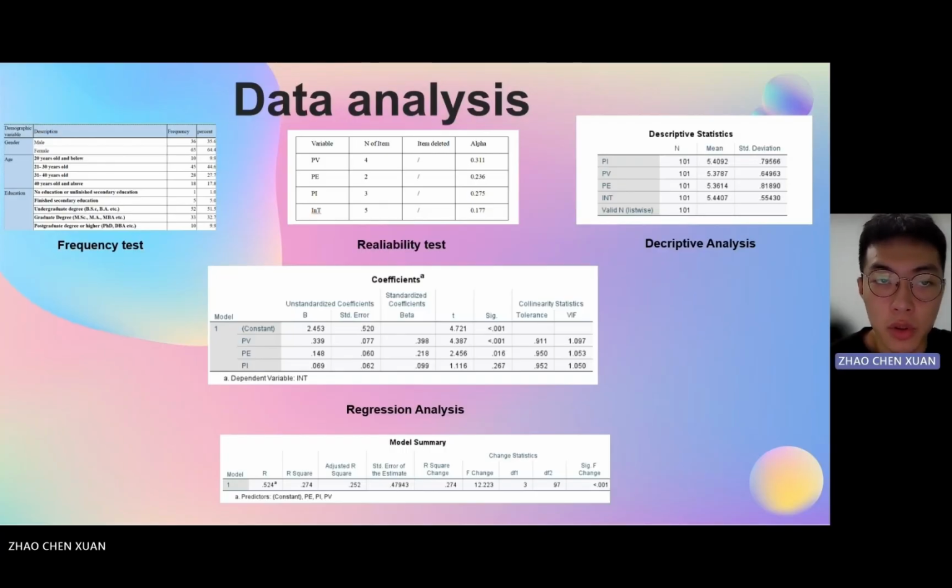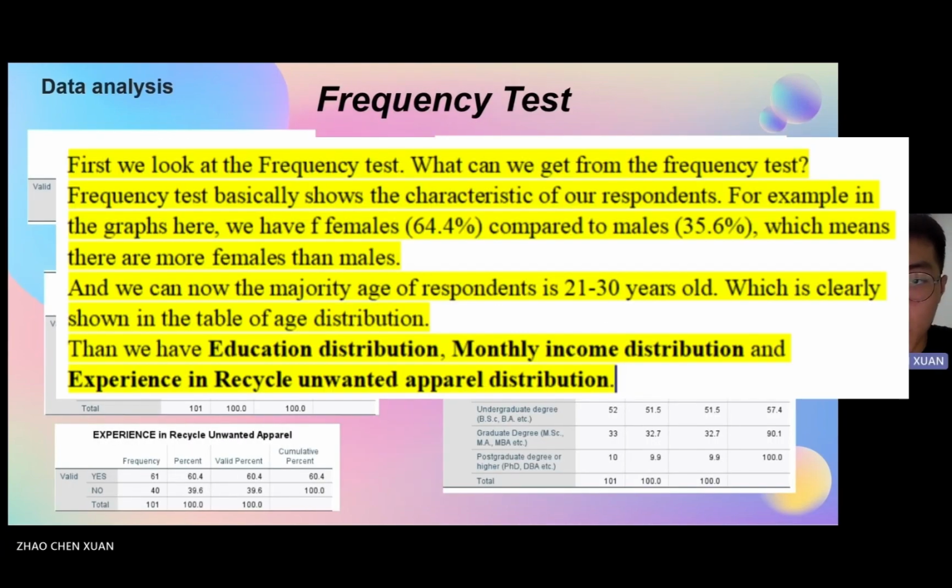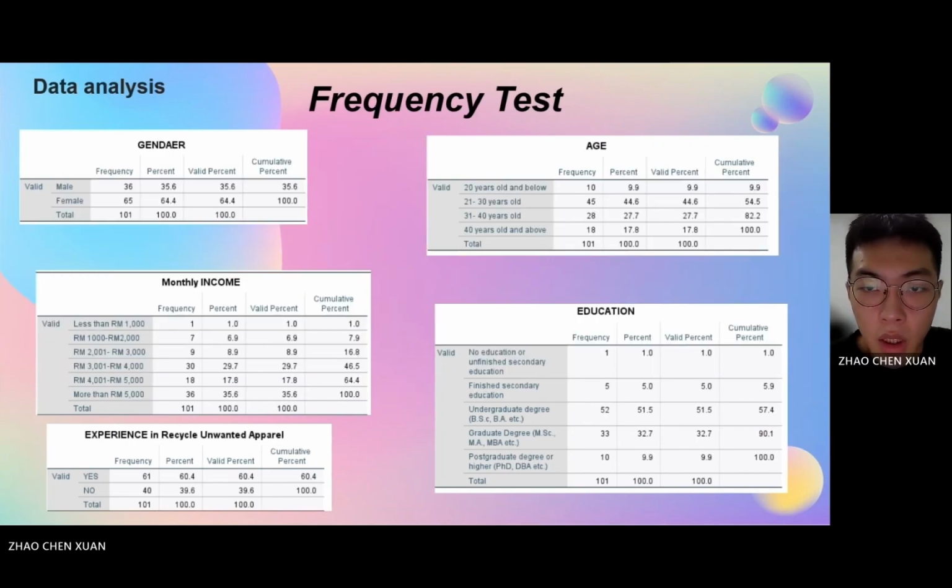So now we move to the part of data analysis. In order to prove whether our hypothesis is right or wrong, we use data analysis as quantitative evidence to explain the hypothesis. First, we look at the frequency test. After the frequency test, we did a reliability test.